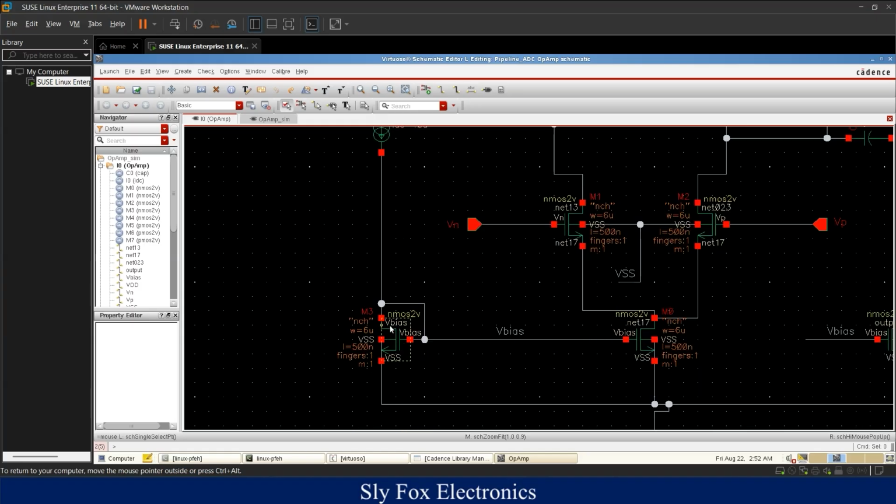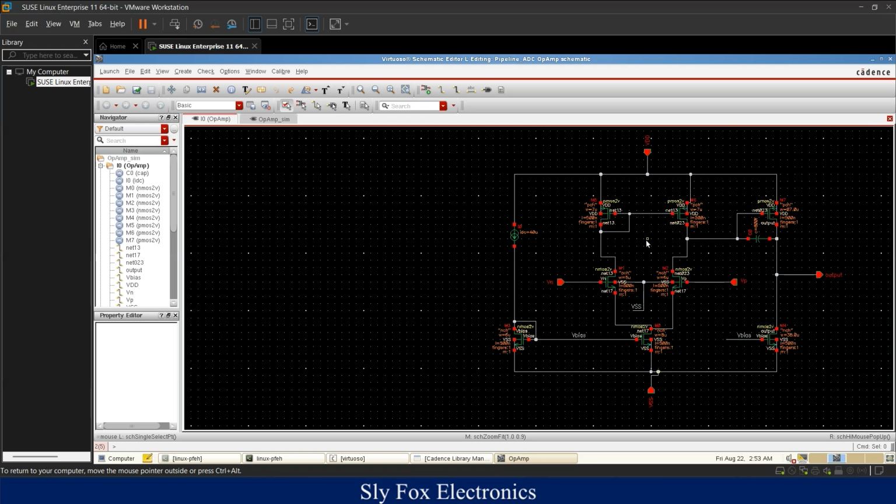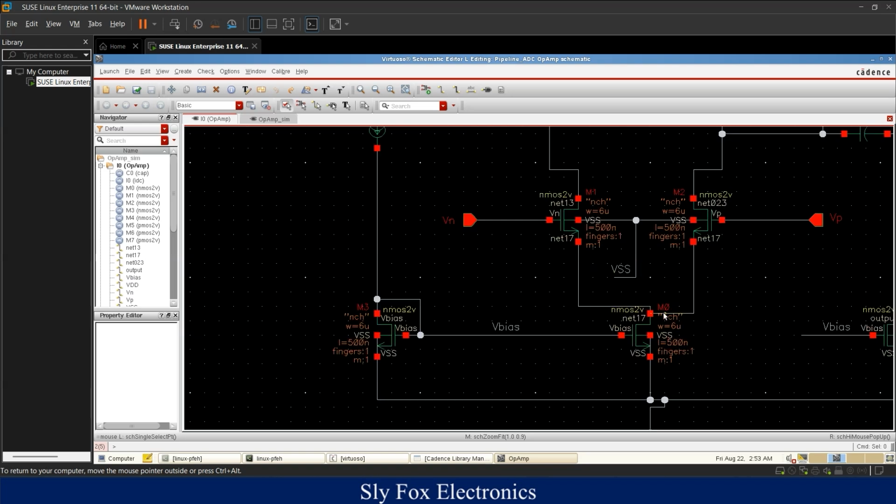This M3 transistor is an NMOS transistor. Its width is set to 6 micrometers and its length is set to 500 nanometers. It is used in mirror current configuration with this M0 transistor, which is responsible for the tail current of this differential pair. The M0 transistor width is set to 6 micrometers and its length is set to 500 nanometers, so the current that flows through these two transistors are the same, and the W:L ratio of these transistors are 12.